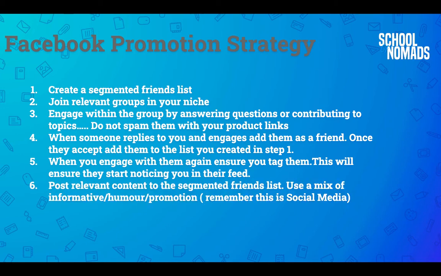And in step 6, you need to post relevant content to that segmented friends list. So you would post as you normally would on Facebook, but you only post to that segmented friends list, and I'll show you how to do that when we do the demonstration. But you need to post a mixture of things to that list. You don't want to be constantly posting the link to whatever product it is. You want to be posting informative things about the topic, humorous things about the topic, and then the occasional promotional link to say, hey, I found a great product, go check it out.